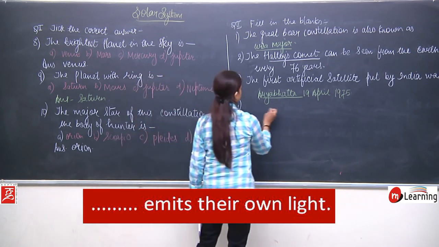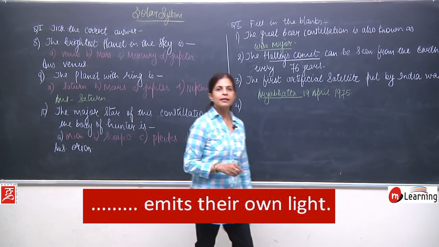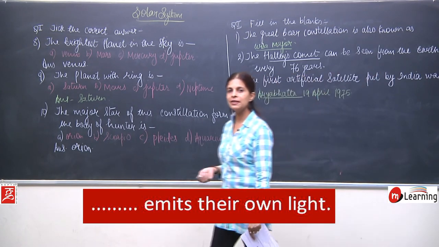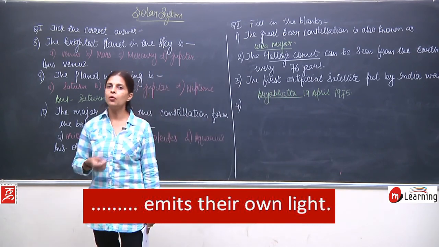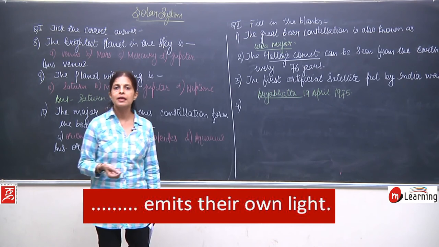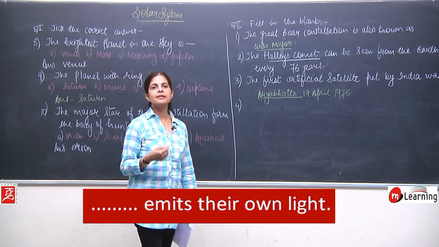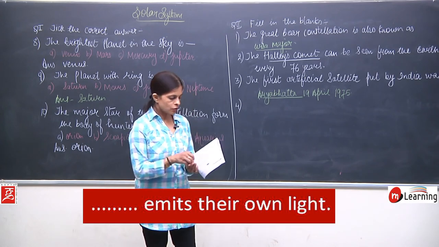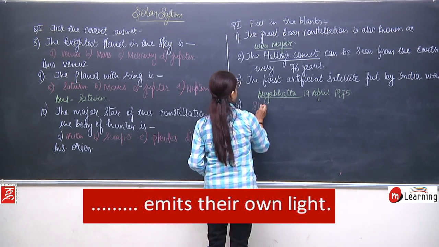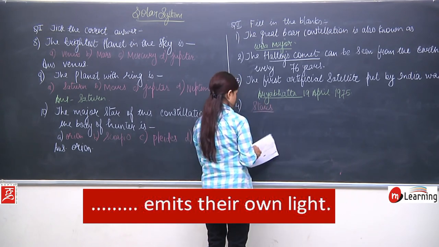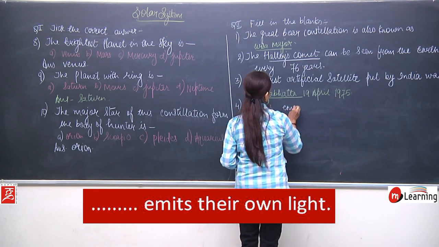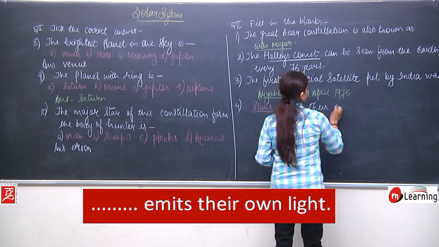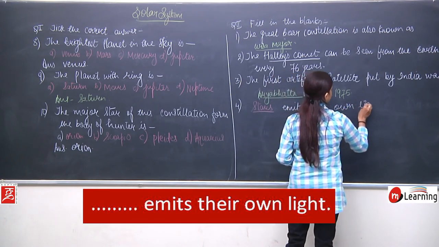own light. Dash emits their own light. Just now we have discussed that planets cannot emit their own light, even artificial satellites cannot emit. So the ones which emit their own light are what? They are stars. The nearest star to the Earth is the Sun, isn't it? The Sun emits continuously a lot of heat and light. So stars emit their own light.